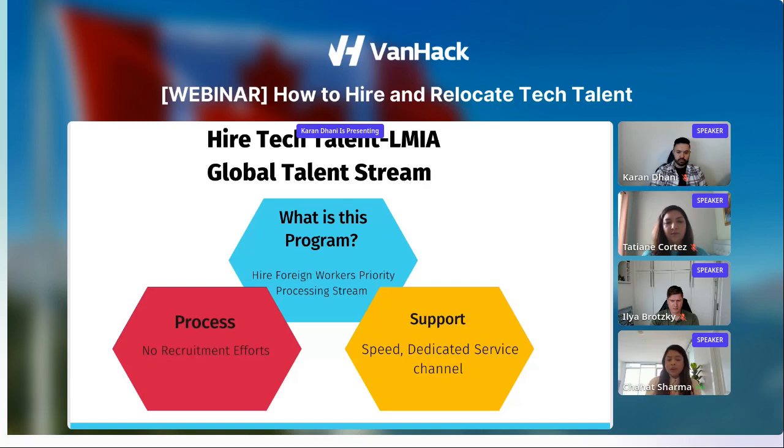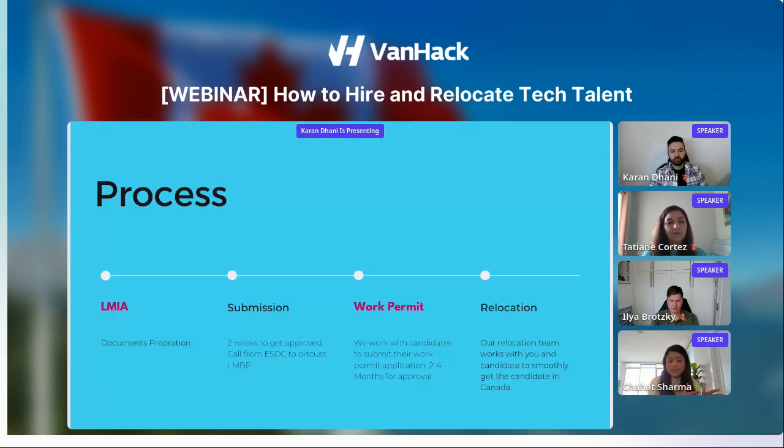Now, how the process actually works, getting into the details of the steps. There are 2 steps in the process. The first one is the LMI stage, where we work with you to go over all the preparation of the application and the document preparation, from A to Z. That's the document preparation side. Then the submission side of the application takes 2 weeks for the submission and the positive decision letter to come in.